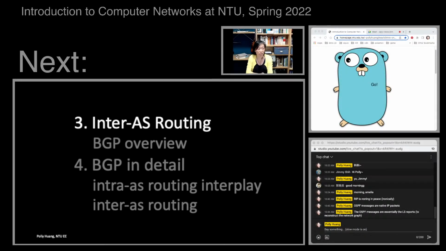All right, so that was intra-AS routing. And now we move one level higher, to inter-AS routing. What's different in inter-AS routing from intra-AS routing is that in intra-AS routing, we do have multiple protocols or designs available. At some point, one is more popular than another. But in inter-AS routing, there's only one protocol, called BGP. And here's the big overview of BGP.